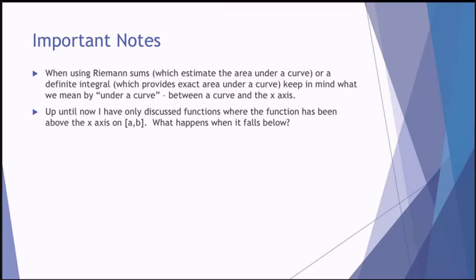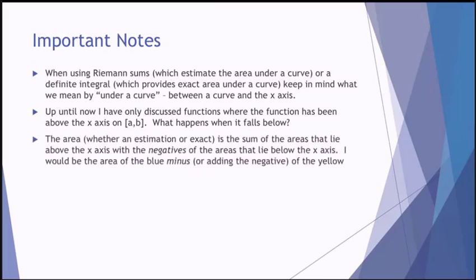The question we need to take a look at now is what happens when it falls below. So the area, whether you're talking about an estimation or an exact, so this is with or without a limit, is the sum of the areas that lie above the x-axis with the negatives of the areas that lie below the x-axis. So if we were looking at this graph, it would be the area of the blue, plus the negative of the area in yellow, but adding a negative is the same thing as subtraction, so you would subtract it.